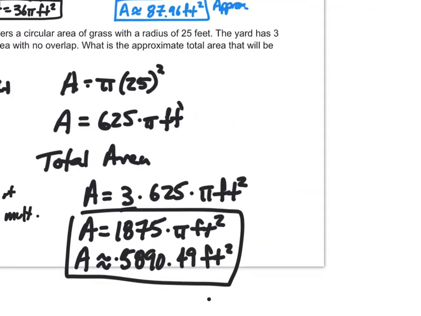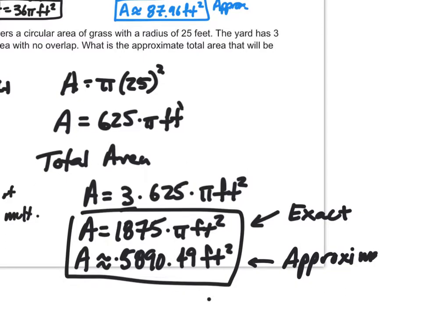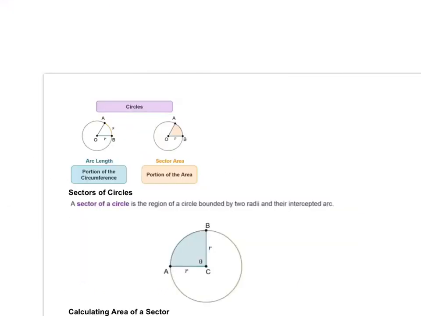Now, both of these answers are correct. It didn't tell us how to round. But this value here is exact: taking 1,875 and multiplying it by pi is an exact number. When I multiply it by pi and round it, this is an approximation. So be aware that you might see those. Okay, next page.